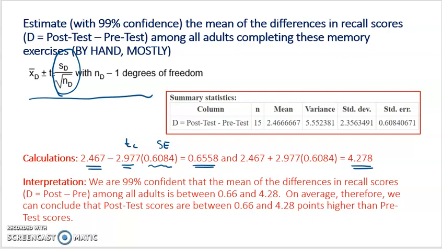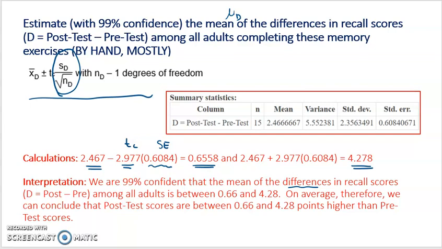So with a confidence interval, give me your formula that you're using, which is up here. Show me the calculations if you're doing it by hand, and then the interpretation. We're 99% confident that the mean of the differences, because we're estimating mean of the differences, mu of the differences in recall scores among all adults, is between 0.66 and 4.28.